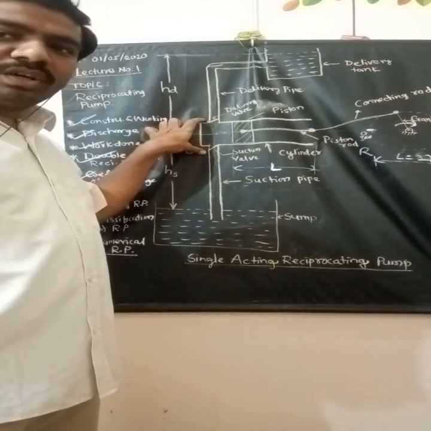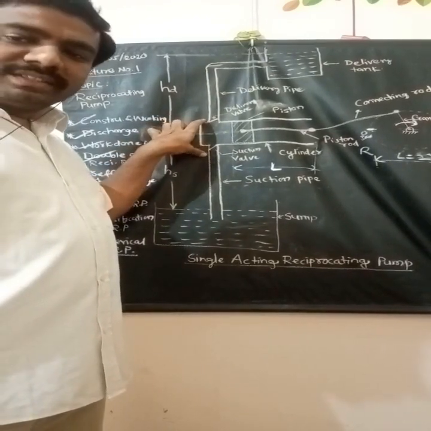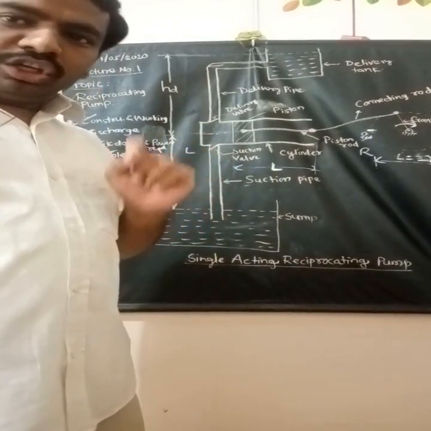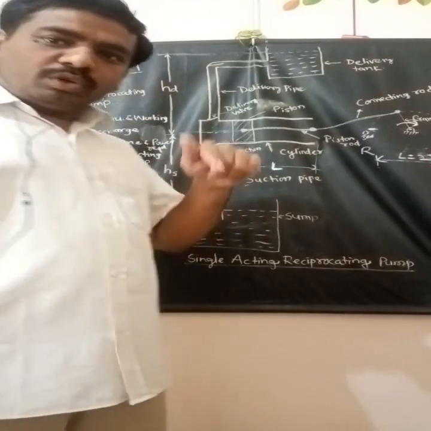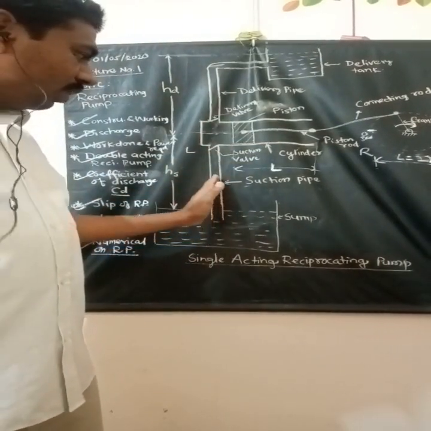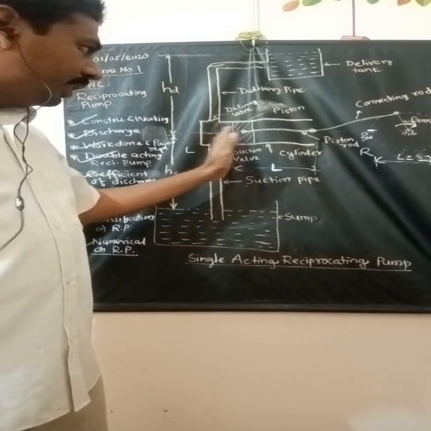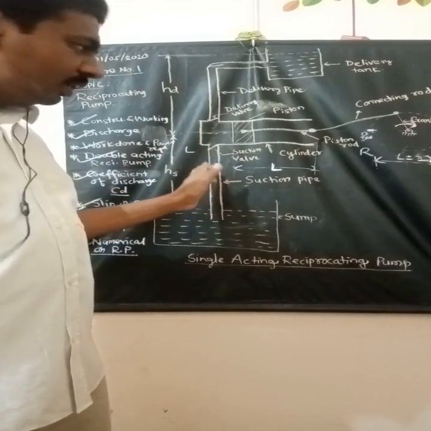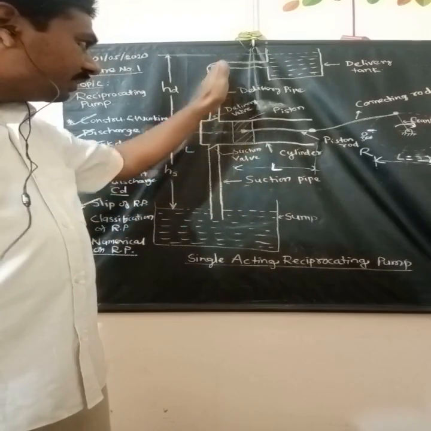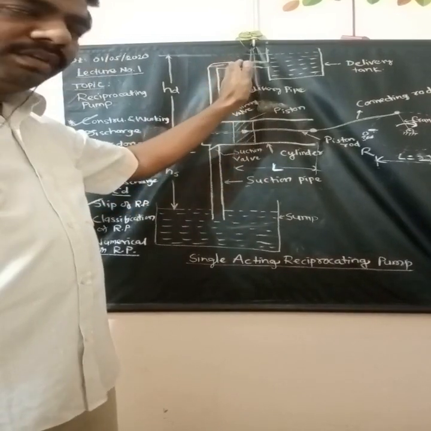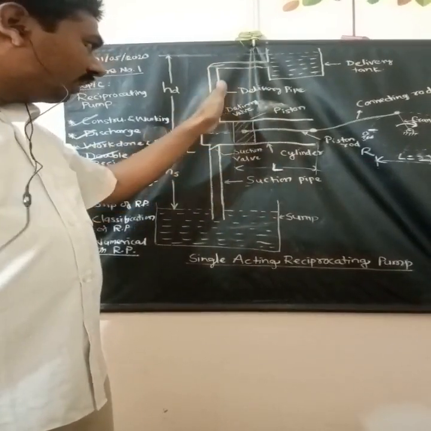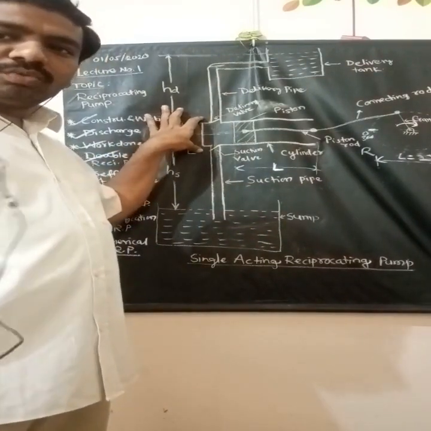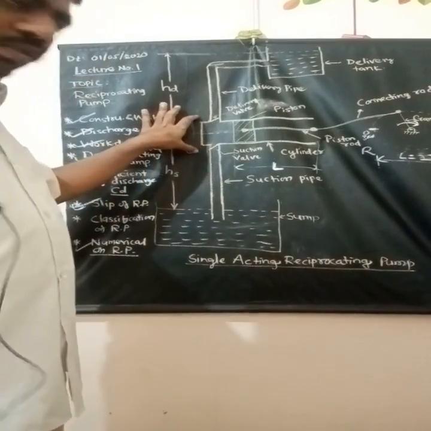Two valves are used. One is a suction valve, another one is a delivery valve. Both valves can work in only one direction, that is, they can open only in one direction. The water entering through the suction pipe can enter the cylinder, but it cannot come out into the suction pipe. The delivery valve opens only in this direction, so the fluid enters the delivery pipe, and after that this water cannot come back inside the cylinder. So these two valves, the suction valve and the delivery valve, are also important.